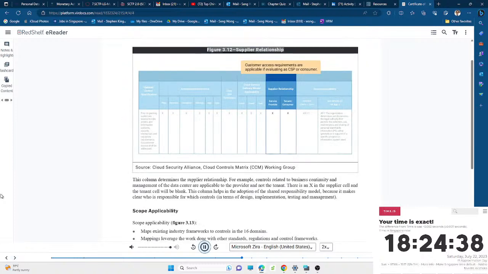Figure 3.12 Supplier Relationship. Updated Control Specification, Architectural Relevance, Cloud Service Delivery Model Applicability, Supplier Relationship, Scope Applicability, Corp Gov Relevance, Physical, SaaS, Service Provider, Tenant/Consumer, ISO/IEC 27001:2013, NIST SP 800-53 R4 App J, PaaS, IaaS, Network, Compute, Storage, App, Data. Prior to granting customers access to data, assets, and information systems, security, contractual, and regulatory requirements for customer access shall be addressed. A9.1.1. AP1: The organization determines and documents the legal authority that permits the collection, use, maintenance, and sharing of personal identifiable information, PII, either generally or in support of a specific program or information system need.